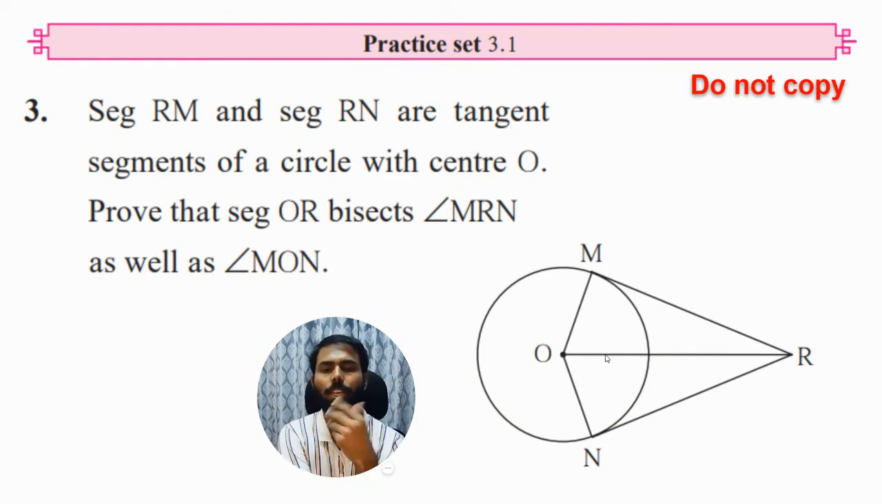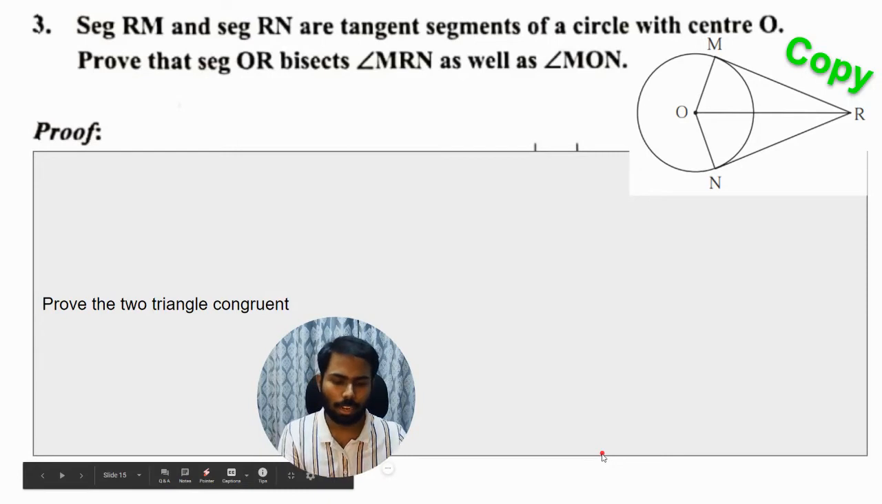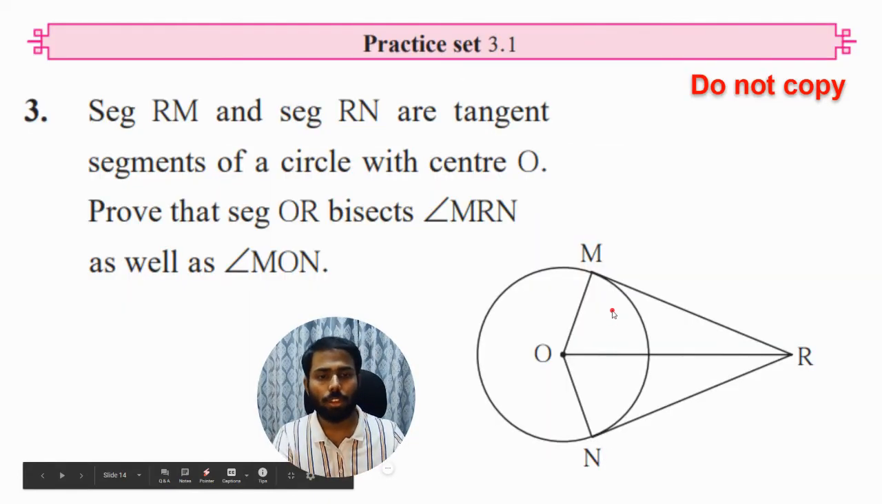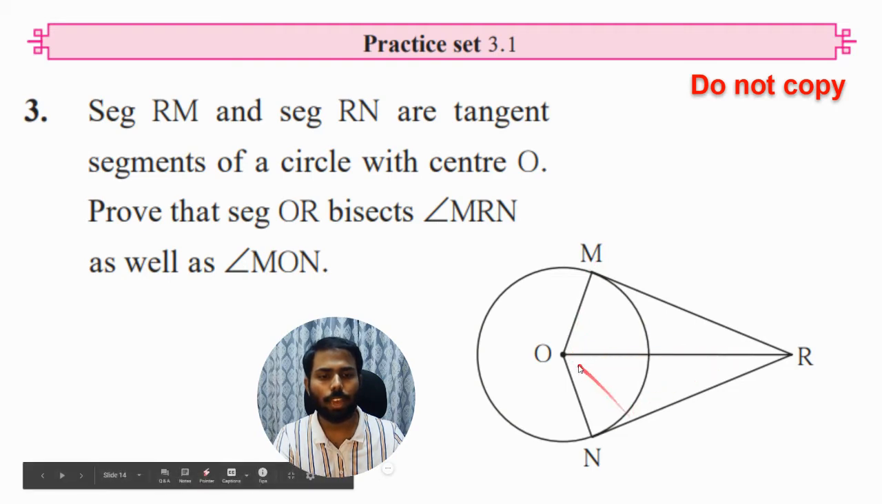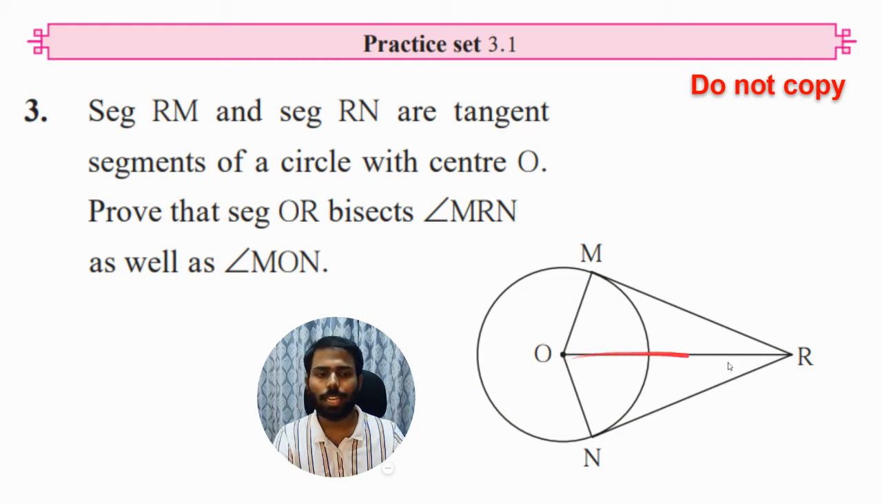Which theorem, which property can you use here? You have to show these two angles are equal. तो तुम बोल सकते हो OR is a bisector of MRN, and you have to show this angle MOR and angle NOR, ये जो दो छोटे एंगल्स हैं इनको भी इक्वल बताना है, so that you can say segment OR is a bisector of angle MON. So इन दोनों एंगल्स को तुम्हें इक्वल बताना है. What can you do?